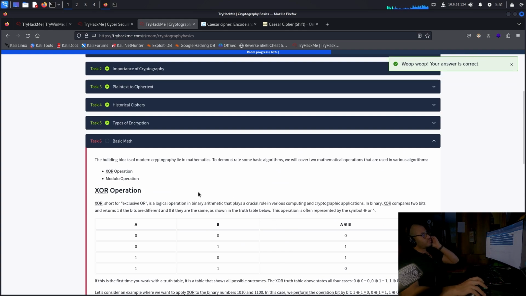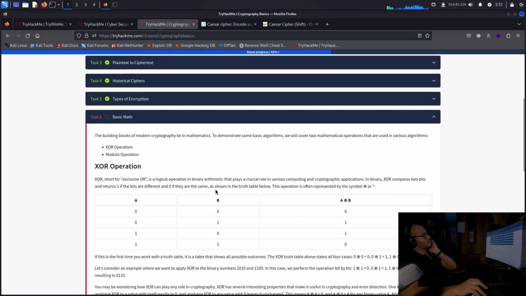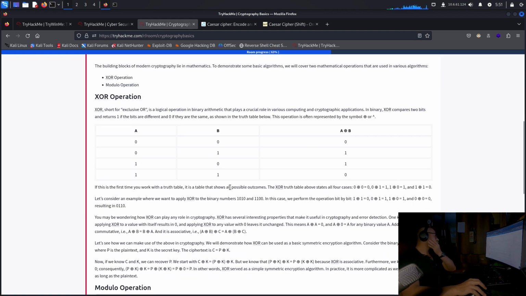The building blocks of modern cryptography lie in mathematics. To demonstrate some basic algorithms, we'll cover two mathematical operations that are used in various algorithms: the XOR operation and the modulo operation. Okay, XOR, short for exclusive OR, is a logical operation in binary arithmetic that plays a crucial role in various computing and cryptographic applications.